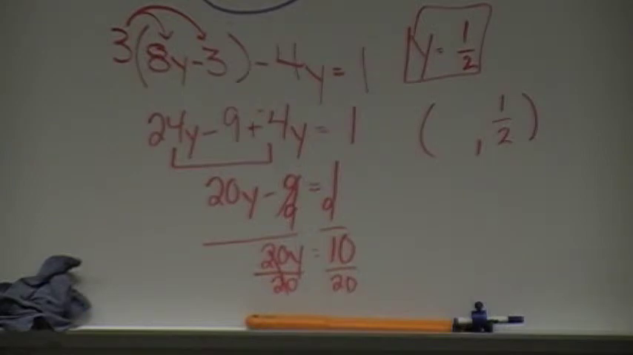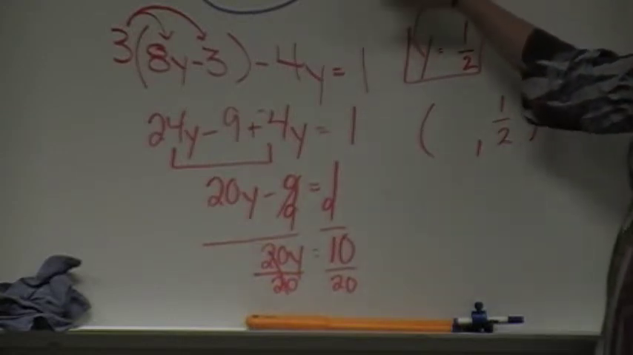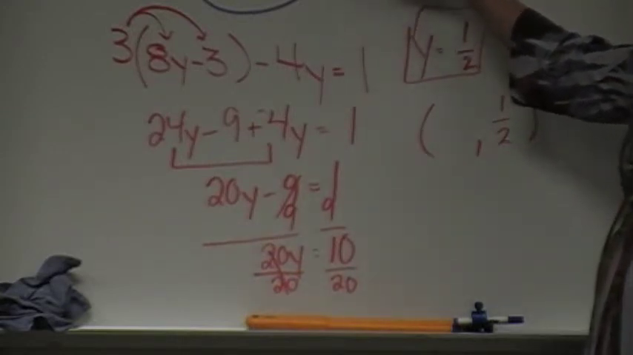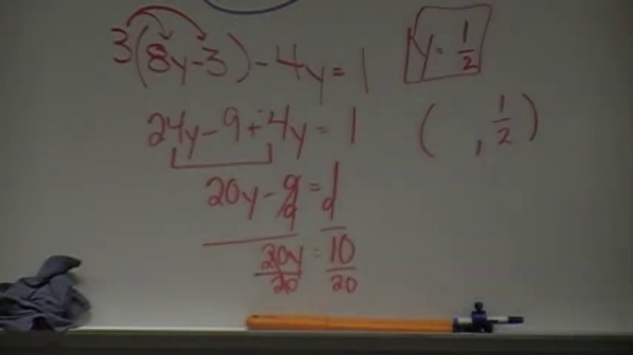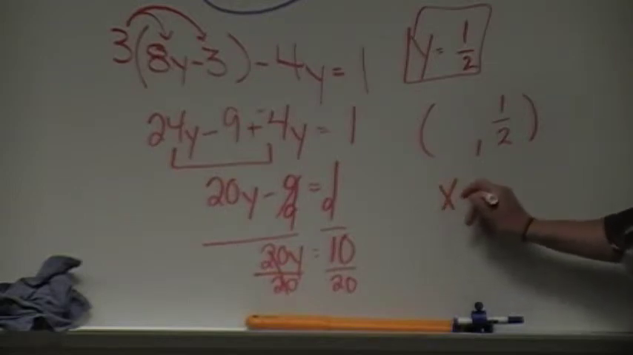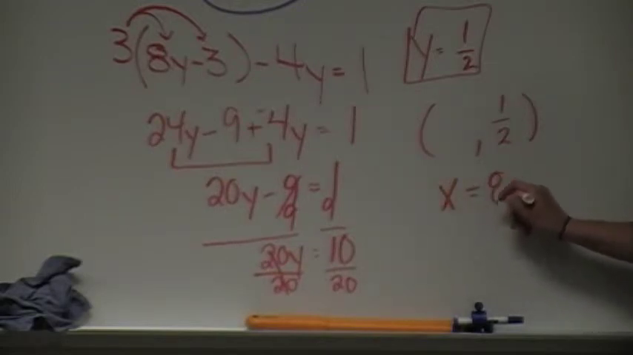So we've got half our answer. We've got our y coordinate of our ordered pair, our solution. How do we get our x? Plug it in, exactly. Which one of these two equations would you suggest would be the easier one to plug y into and solve for x? The top or the bottom? The top, exactly. So now let's go ahead and plug in x equals 8 times y.